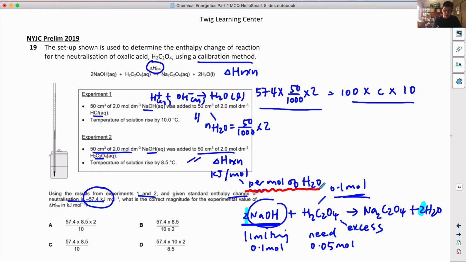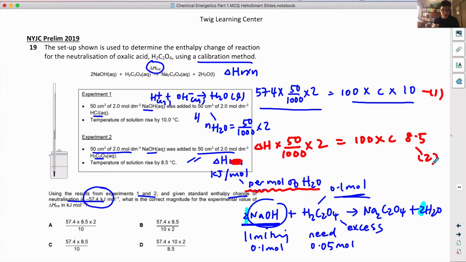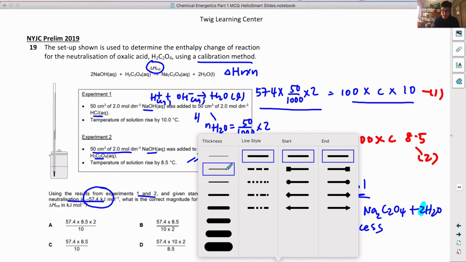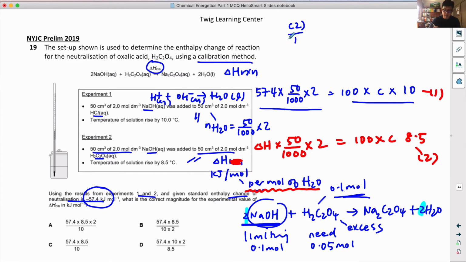So I'm going to write down change in H. I don't want to confuse you, just change in H, but it's per mole of water form times how many moles of water form, same as the number of moles of sodium hydroxide, equals 100 times C, but in this case the temperature is risen by 8.5. So I have two equations here. I'll call this equation 1 and this equation 2. This is called the calibration method, a bit more troublesome, a bit more tricky, but that's how it's done.